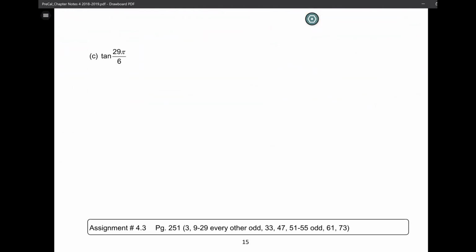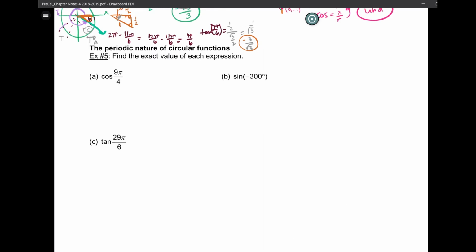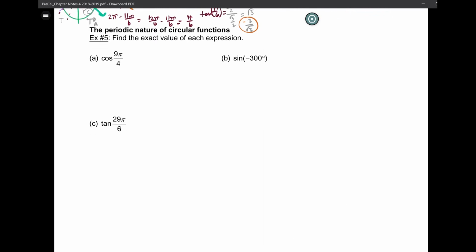We are almost done. All right, so the periodic nature of circular functions. I apologize, this is so long. I'm just trying to make sure you really understand this. Watch this on YouTube at twice speed, I don't care. Find the exact value of each expression.